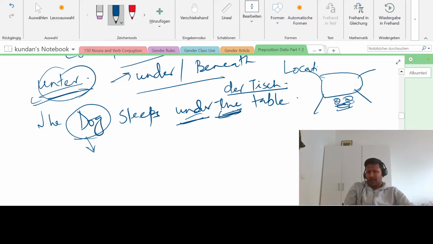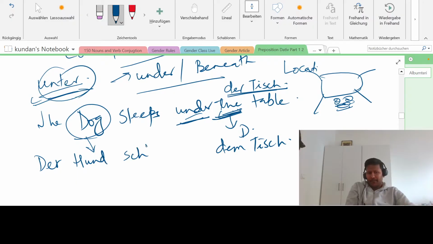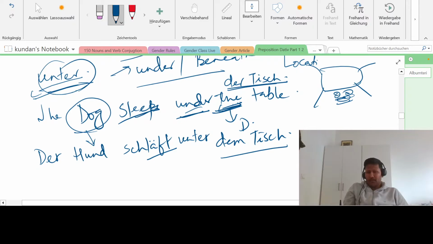It is not a movement. So what should this be? Dative, right? So der Tisch will become dem Tisch. So what should the sentence be? Der Hund schläft. Schlafen will become schläft, unter dem Tisch. Is there any doubt in this sentence? Anyone? Can you confirm that you are getting everything? People on the call can also confirm that you are getting it. All right, looks like you are getting it. Let's move to the next example.